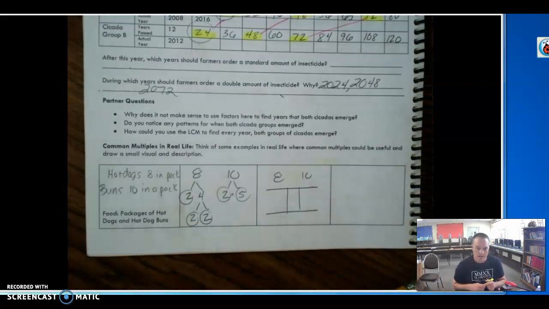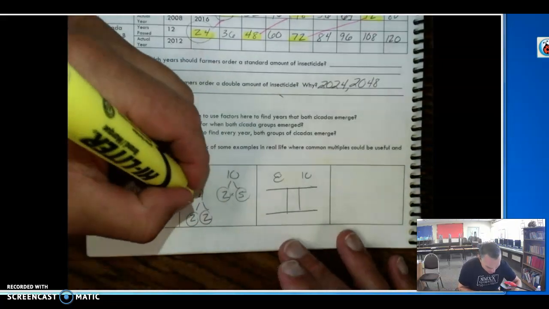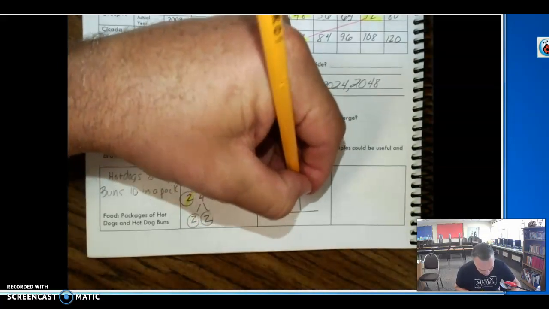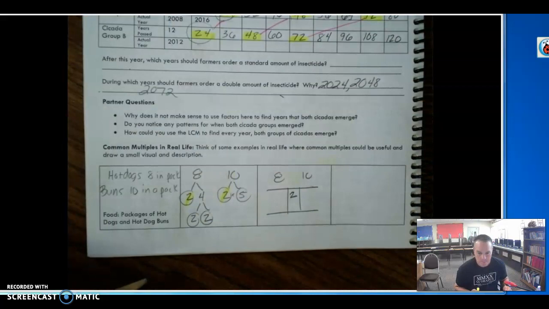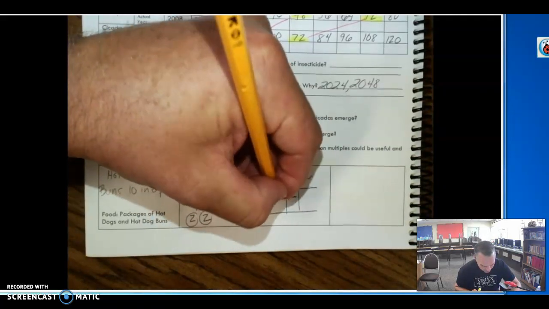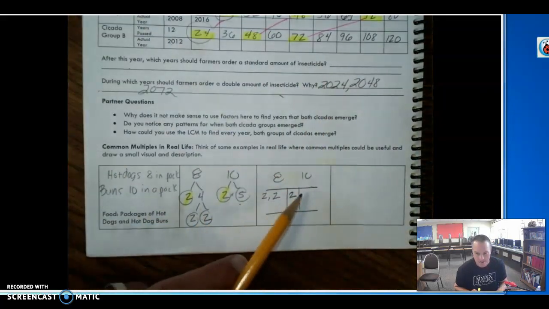What numbers do 8 and 10 share? Those go in the middle. What do they share? They share a 2 and a 2. So I put that on the inside. Do they share any other numbers? No, they don't. So I'm going to put the other 2's that the 8 has over here. And then I'm going to take the 5 and put it with the 10.